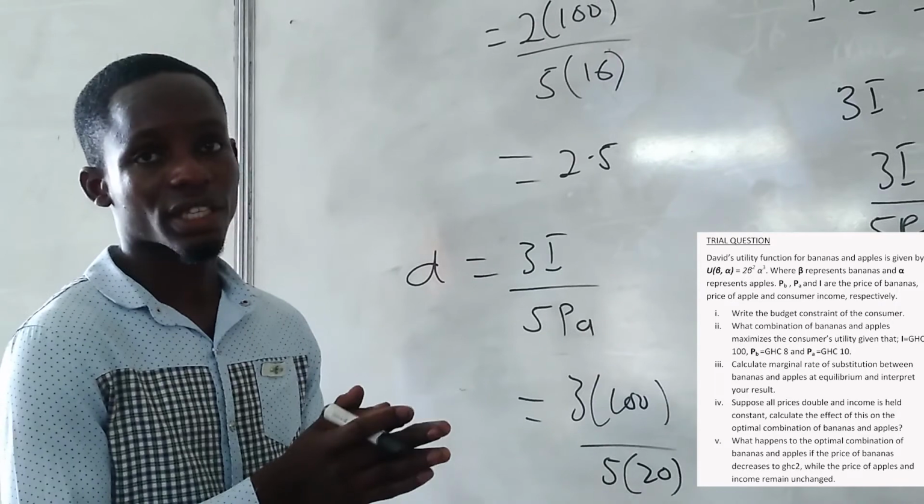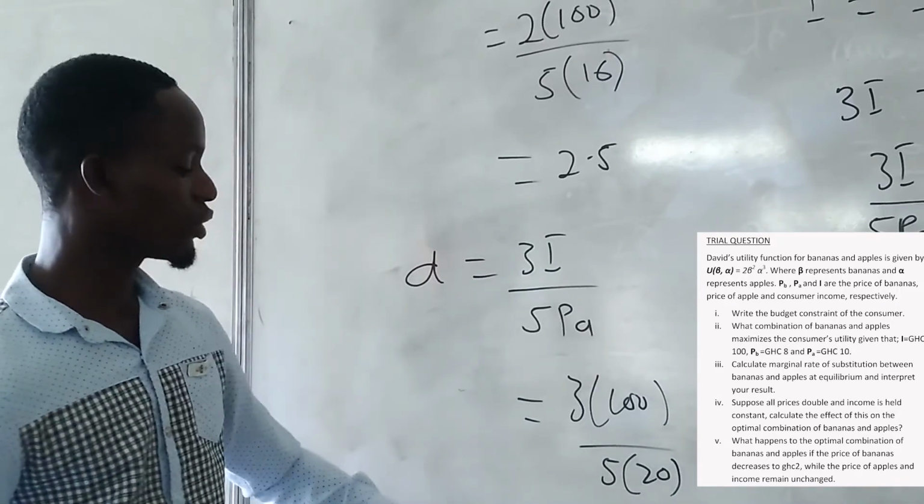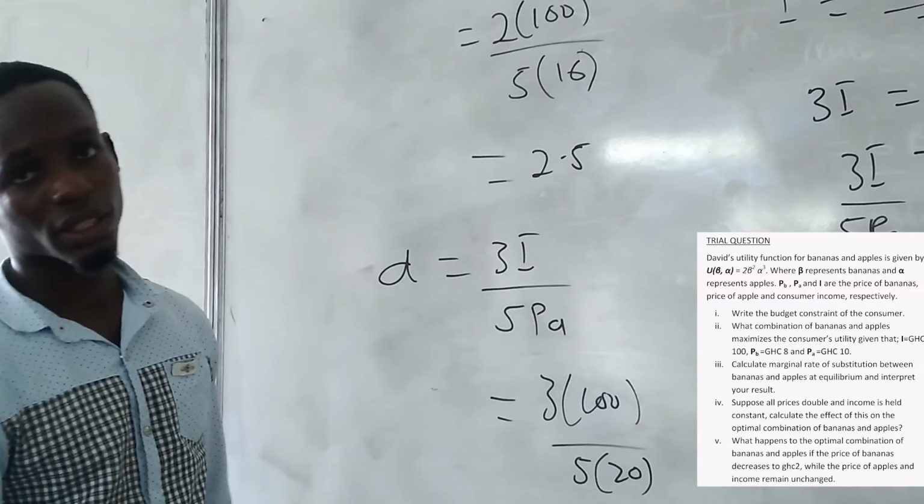Alpha is equal to the demand function, income all over 5 price of what? Of alpha. Now the price of alpha has doubled, so I'll have 3, but the income is still the same, all over 5 multiplying 20 because the price has doubled. So you can see clearly that when the price was what? Was 10 cedis for apple, we were consuming 6. Now look at what we are consuming now. Because the price has doubled, we are consuming less.